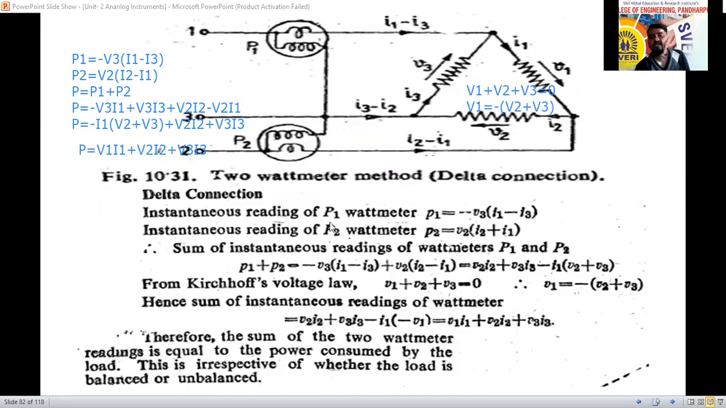Now the instantaneous reading of the P1 wattmeter. P1 is the power between phases 1 and 3, that is the voltage drop here. Now the polarity is reversed, that is minus V3, so I1 minus I3 we are considering at this point. Similarly, the instantaneous power reading of P2: P2 is from 2 to 3, in the same polarity, so V2 we have considered. The current meeting at this point is I2 minus I1. I2 is going away, I1 is coming towards here, so I2 minus I1 we have to consider.